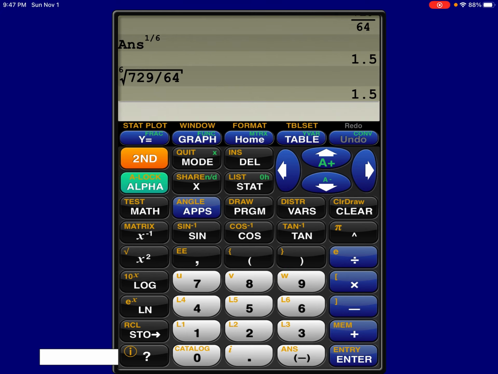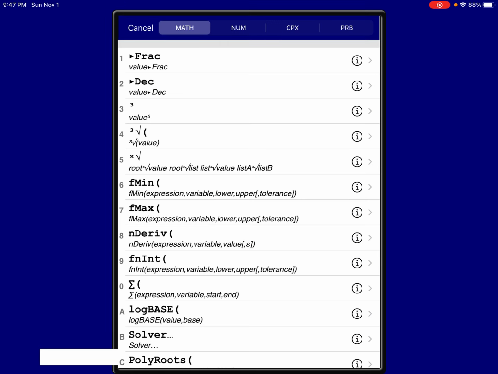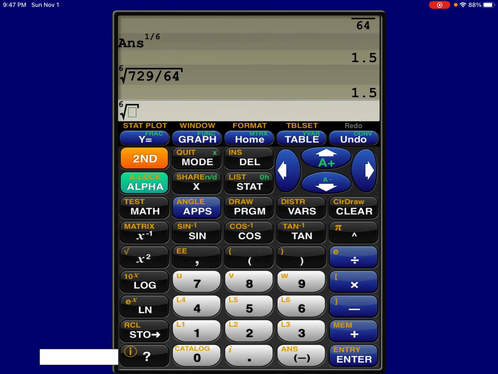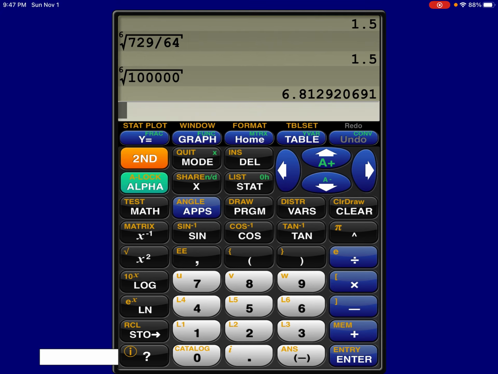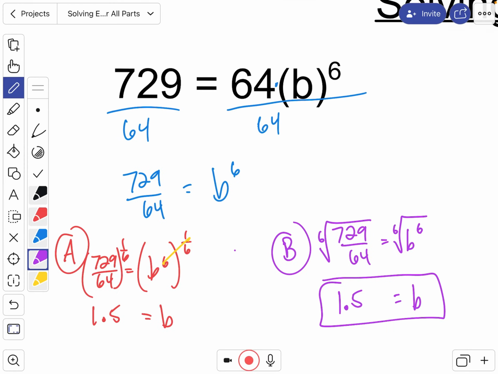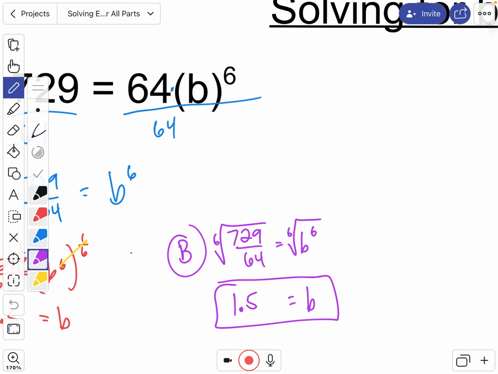And that's 1.5. So if you want to do the 6th root, you have to type 6 first, then hit math, and then it's the 5th option down, x square root. So if I did that of 100,000, that would be 6.81. Okay, all right, so that's that one. So that's solving for b in that regard.